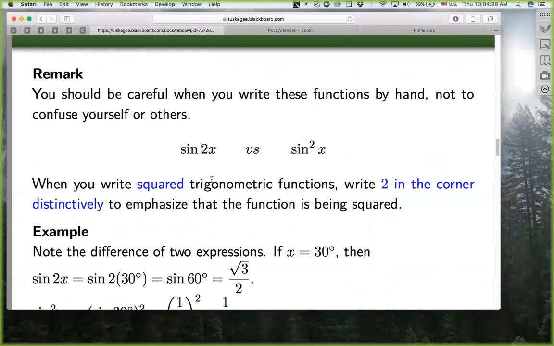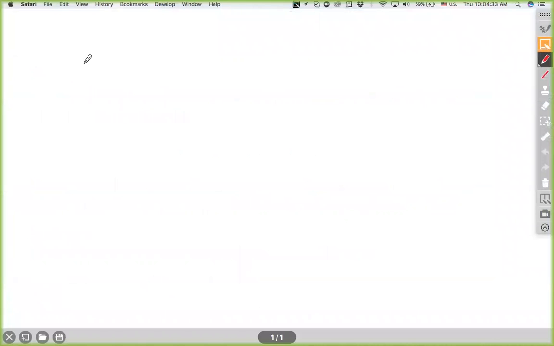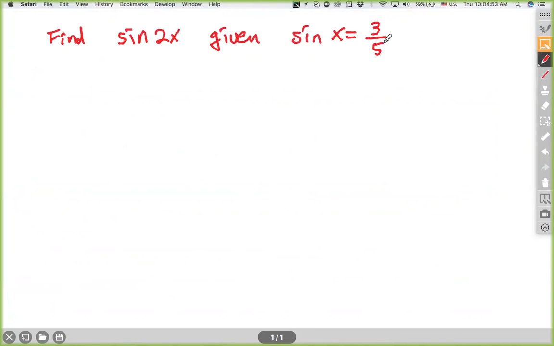So let me just pull up an example on whiteboard. Just consider this question. Find the value of, say, sine of 2x, given that sine x equals, let's say, 3/5, and x is an angle in, say, quadrant 2.